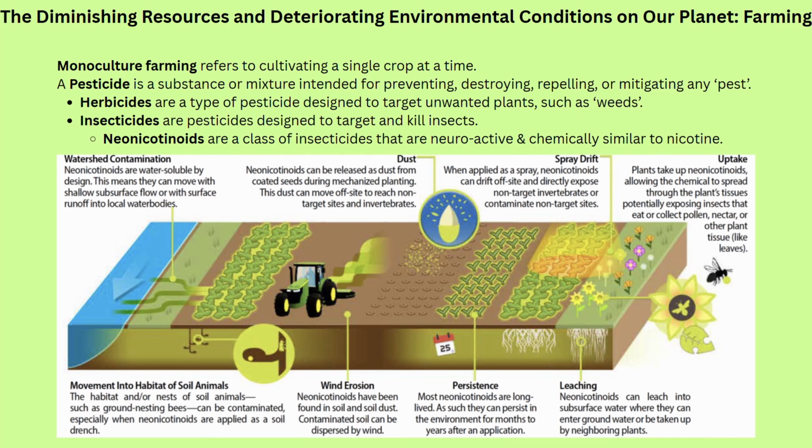The farming industry uses chemical pesticides, which are a substance or mixture intended for preventing, destroying, repelling, or mitigating any "pest." There are two main types of pesticides. One intended on targeting plants, known as herbicides, and the other intended on targeting insects, known as insecticides. Specifically, neonicotinoids are a class of insecticides that are neuroactive, or brain active, and have a similar chemical structure to nicotine. Down below here in this picture, it's showing several different ways neonicotinoids are affecting the environment.